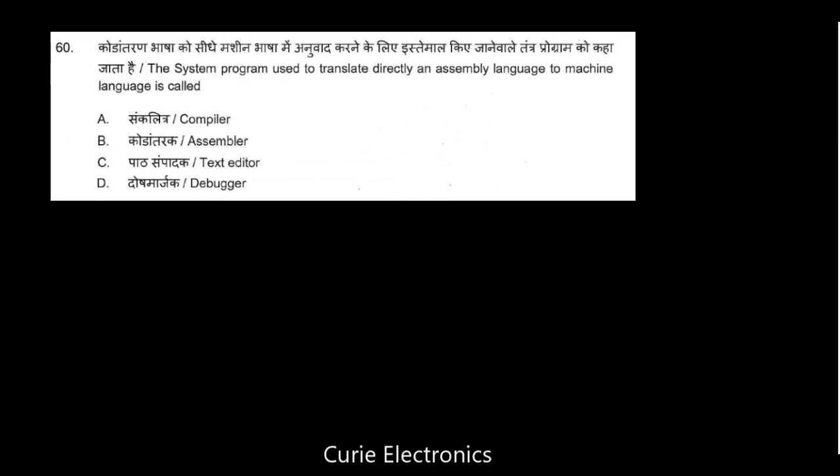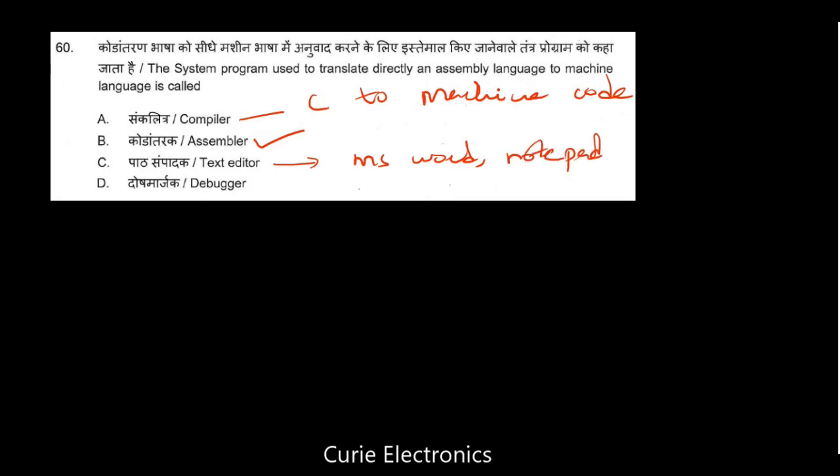The system program used to translate directly an assembly language to machine language is the assembler. Compiler is usually from C to machine code. Text editors are MS Word, Notepad. A debugger we use when we program the 8051 microcontroller and all.